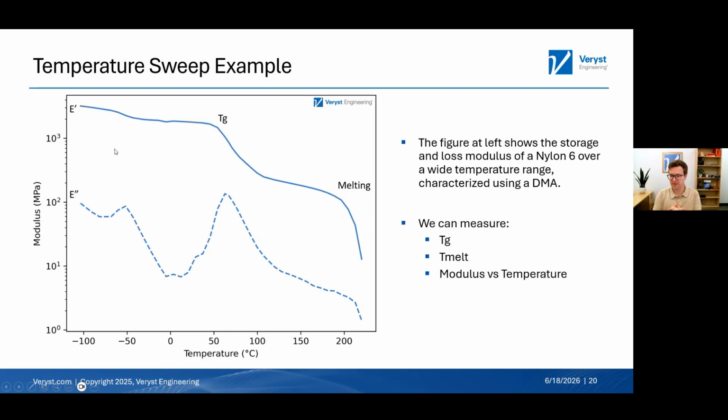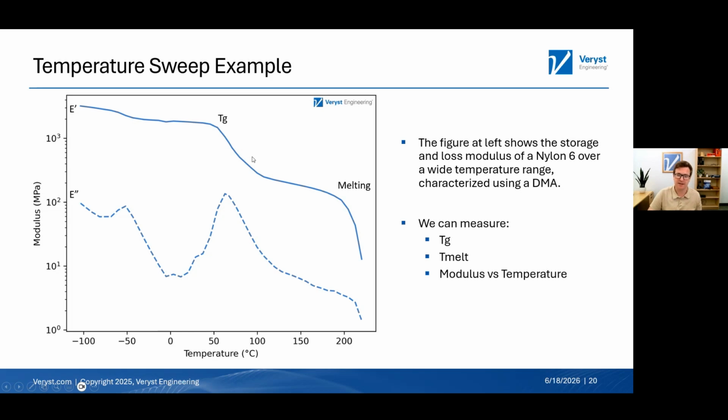So what we do in a temperature sweep is we take the sample of the material, whether it's in tension or bending, it doesn't really matter, and apply that sinusoidal deformation to the material. We're going to measure the storage modulus, which you can think of as roughly equivalent to the Young's modulus of the material, and the loss modulus, which is essentially a measure of energy dissipation, so viscous losses within the material. And you can see how these change versus temperature.